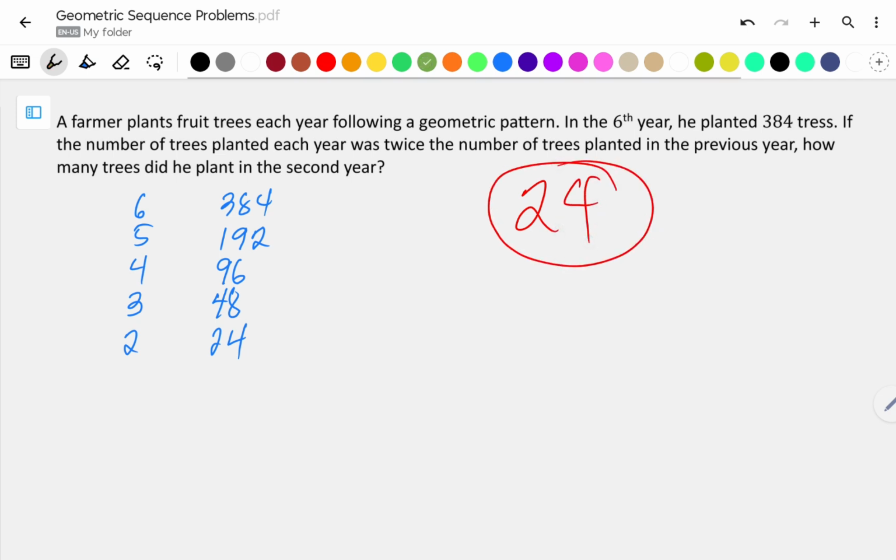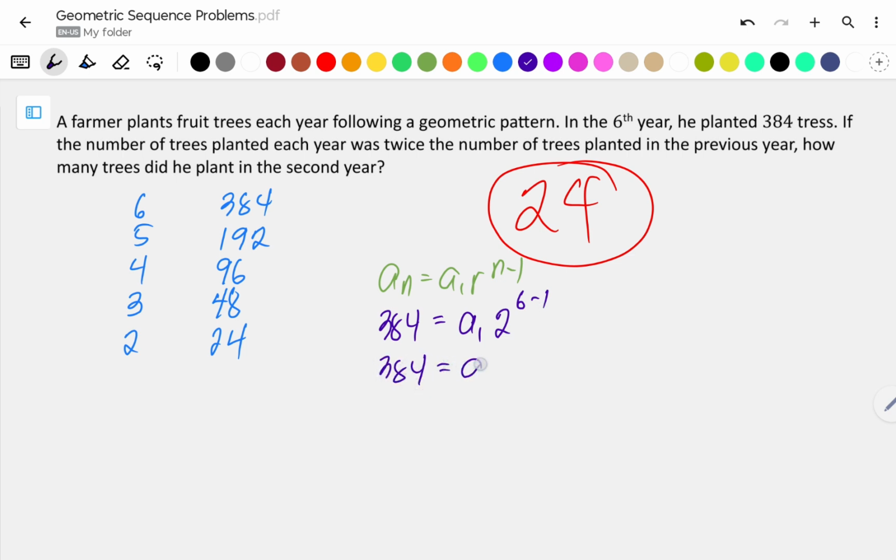Okay, to verify this, let's use the formula. A sub n equals a sub 1 times r to the n minus 1. And our a sub n here is 384. A sub 1 is unknown. The common ratio is 2, to the n minus 1, on the sixth year, so that's 6 minus 1. So 384 equals a sub 1 times 2 to the 6 minus 1, which is 5. 2 to the fifth is 32. So divide both sides by 32.